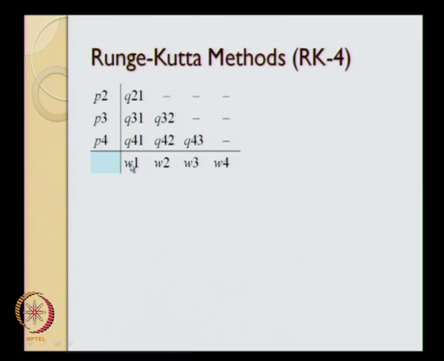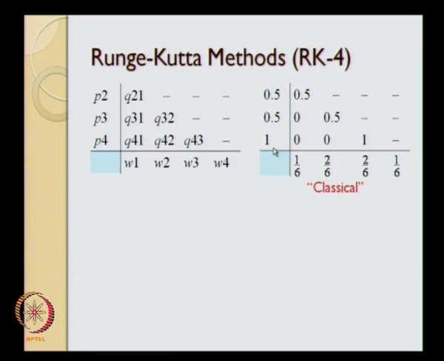So, we have the 4 weights W1, W2, W3 and W4. These are the weights for K1, K2, K3 and K4 to compute the slope S. P2, P3 and P4 are the slopes in computing Ti plus H multiplied by P. These are the P values, and Q values are the weights that are used in computing the intermediate Y points using the RK method.